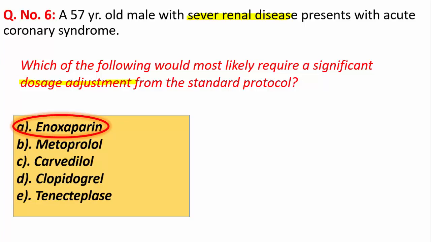So enoxaparin, ARB blockers or ACE inhibitors should be used very carefully if the patient already has severe renal disease. And in bilateral renal artery stenosis, we don't use ACE inhibitors or ARB blockers.